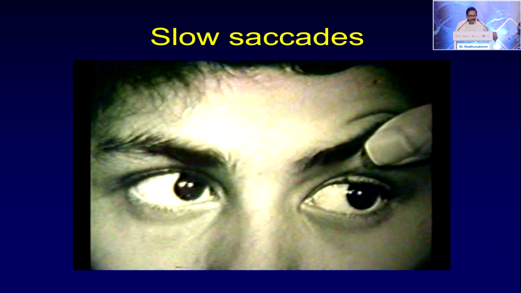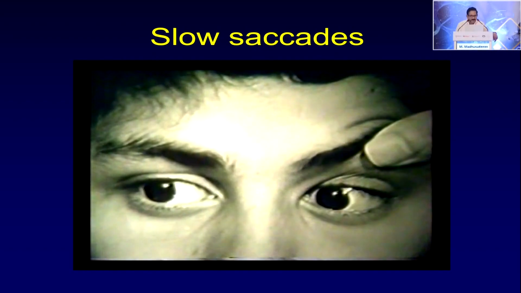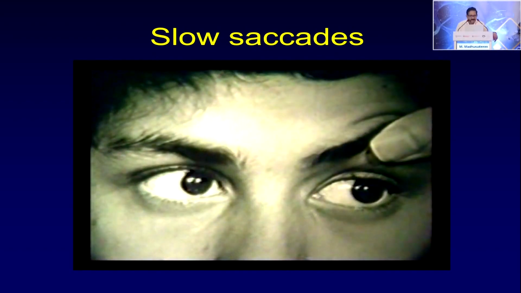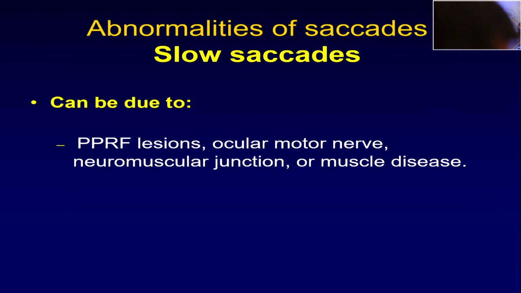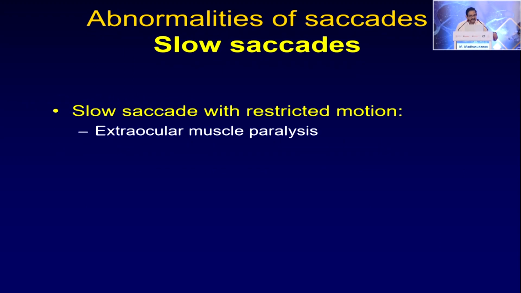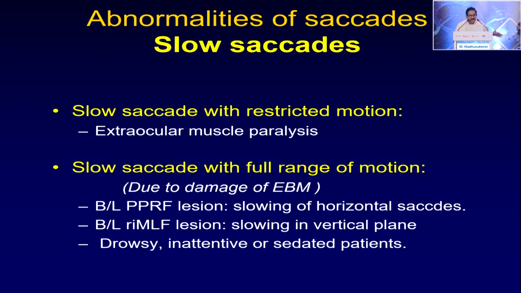I think all of you must have seen patients with slow saccades. The dictum is that if you can see the eyeball moving in either direction, that means it's a slow saccade. It can be due to PPRF lesions, can also occur due to oculomotor nerve lesions, neuromuscular junction, and muscle disease. If you find a slow saccade with a restricted motion, think of extraocular paralysis. Slow saccades with full range of motion, suspect damage to the excitatory burst neurons.